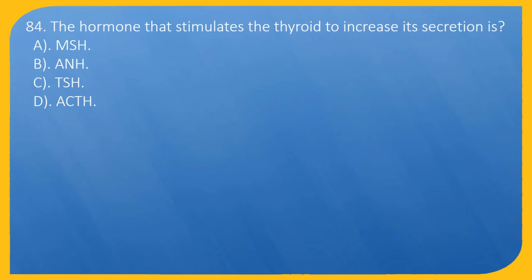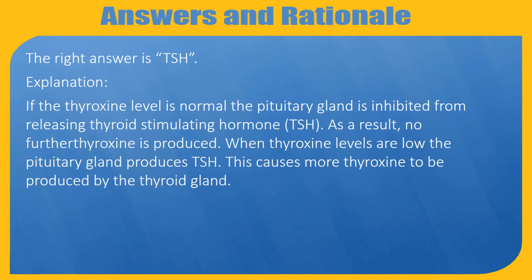Question 84. The hormone that stimulates the thyroid to increase its secretion is A. MSH. B. ANH. C. TSH. D. ACTH. The right answer is TSH. Explanation: if the thyroxine level is normal, the pituitary gland is inhibited from releasing thyroid-stimulating hormone, TSH. As a result, no further thyroxine is produced. When thyroxine levels are low, the pituitary gland produces TSH. This causes more thyroxine to be produced by the thyroid gland.